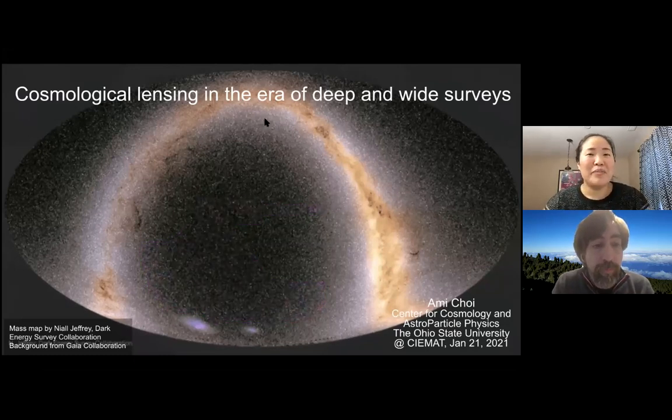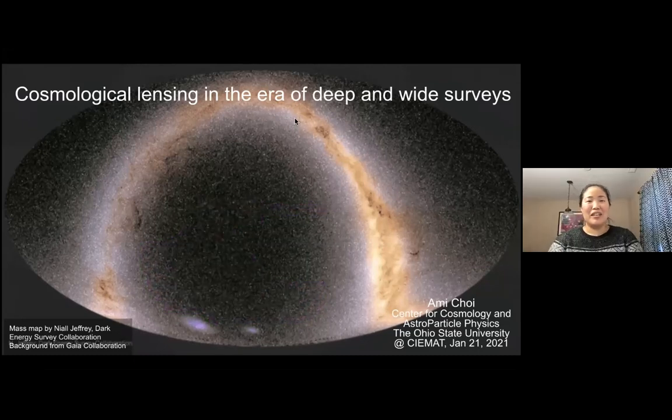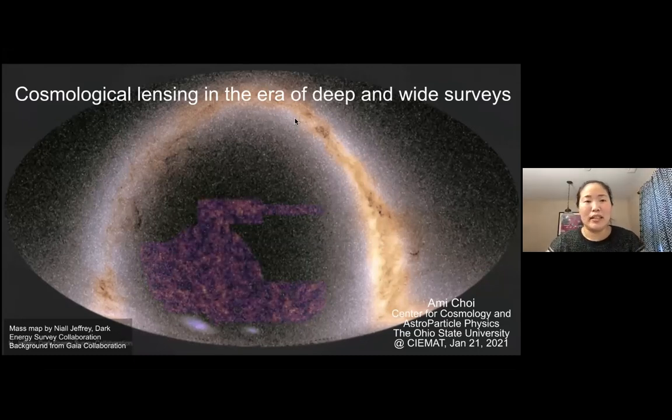Thank you all for being here, and thanks Nacho for the introduction and the invitation. So today I'd like to give an introduction to what we know as cosmic shear, which is the gravitational lensing by large scale structure, which tells us a lot about dark matter and dark energy.